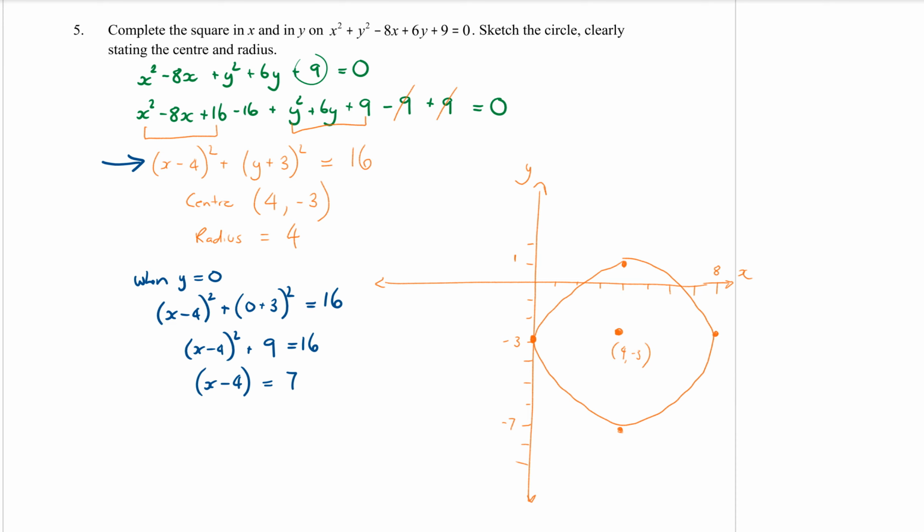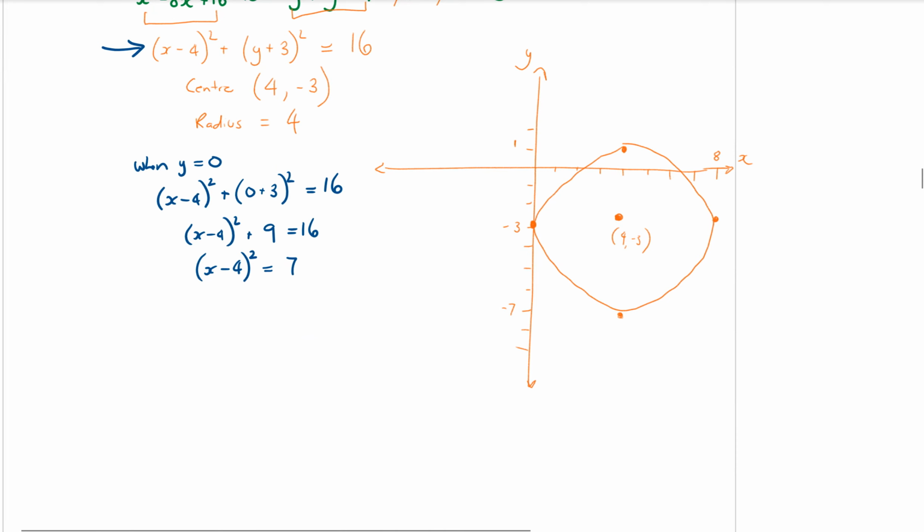Then I can square root both sides to get x take away 4 equals plus or minus the square root of 7. And finally, I can add 4 across to the other side to get rid of that 4. So plus 4. When you type that into your calculator, if you type in square root of 7 plus 4, you're going to get 6.6, or minus square root of 7 plus 4 will give you 1.4. So they are my intercepts.